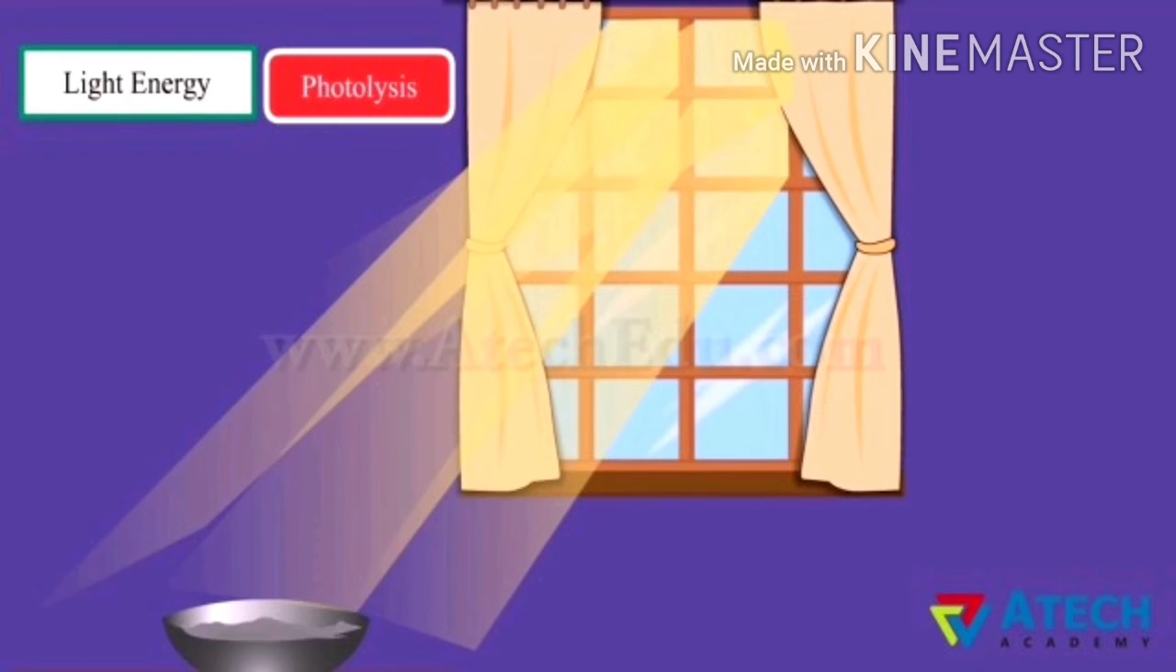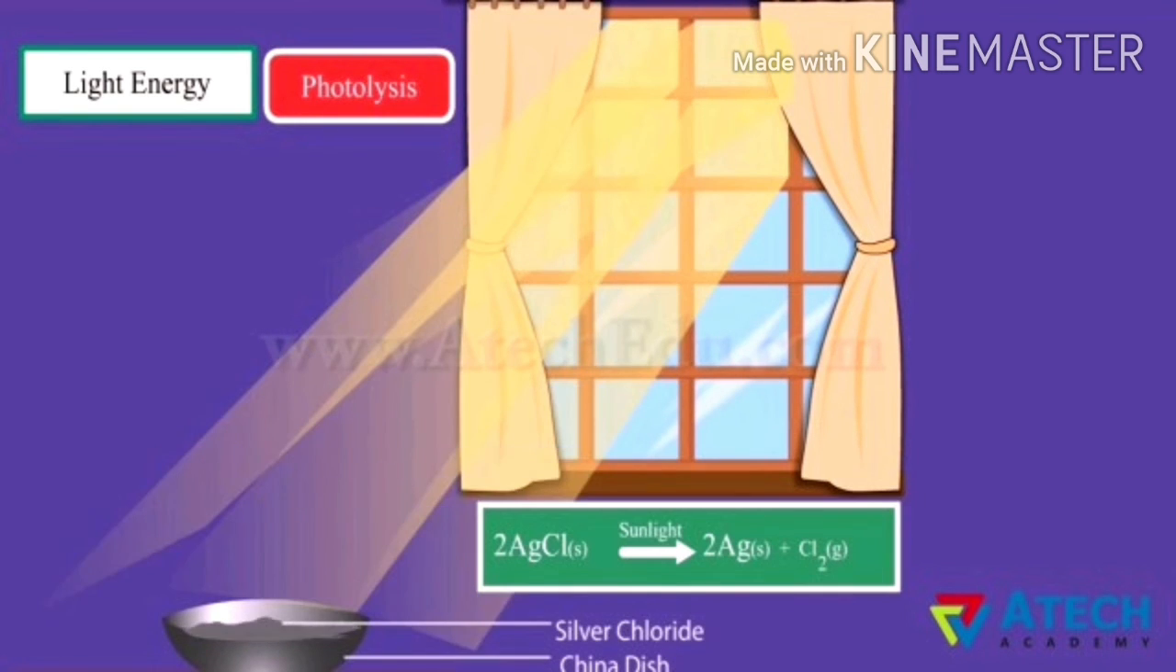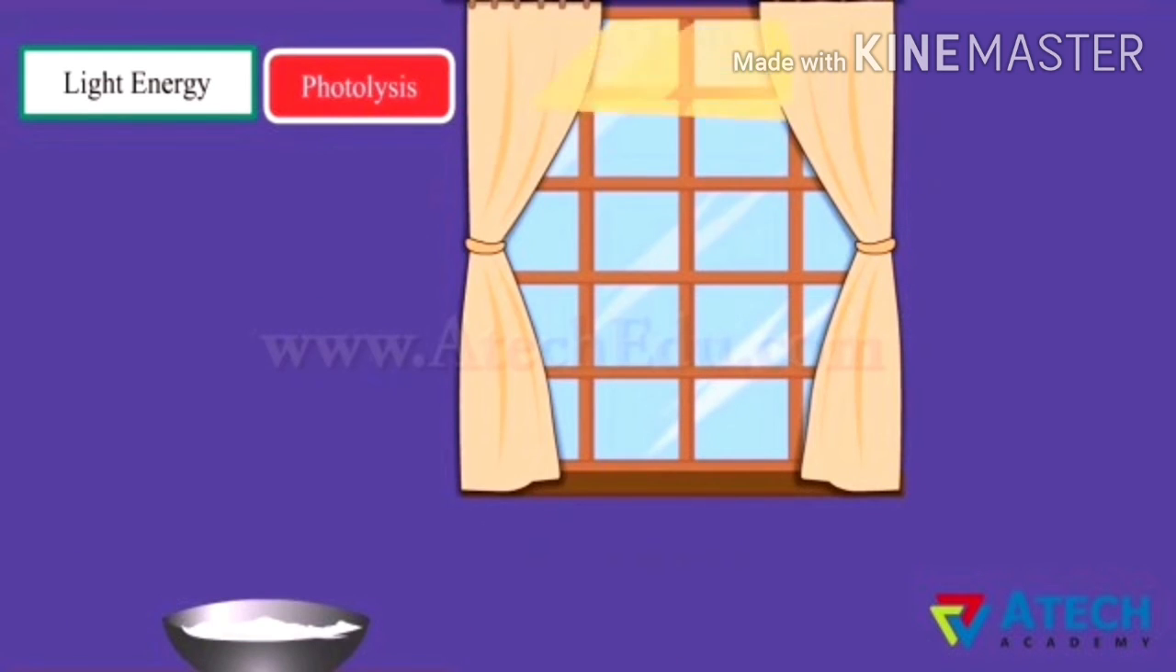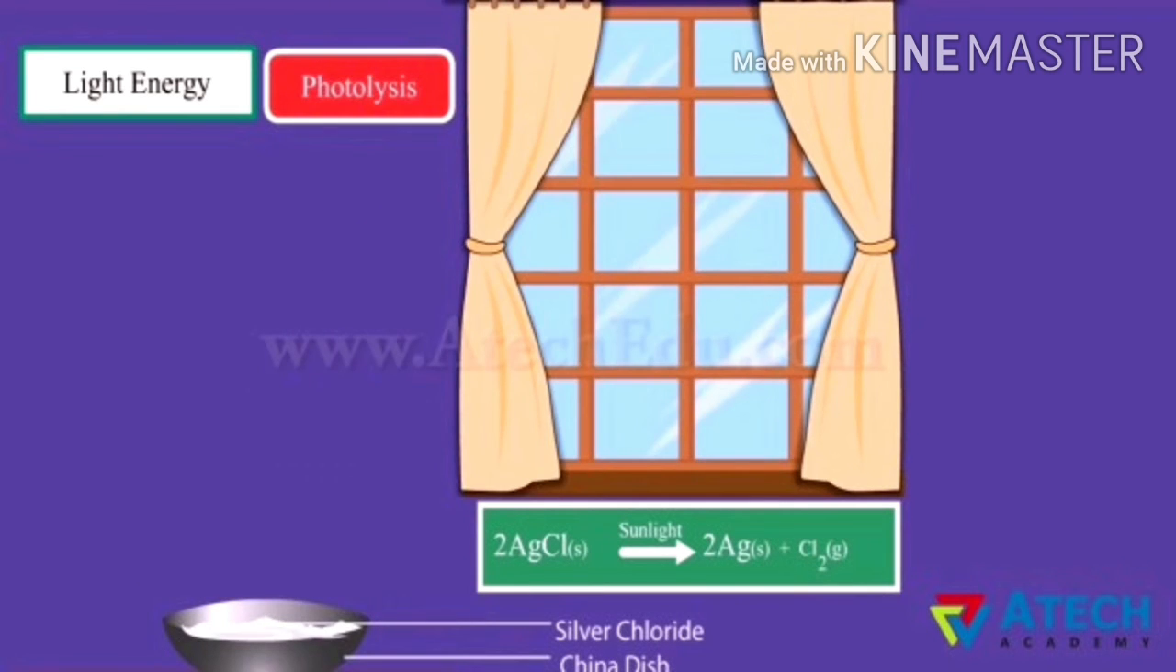Decomposition of a substance due to the action of light energy is called photolysis. For example, when white silver chloride is kept under the sun, it turns grey. This is due to the decomposition of silver chloride into silver and chlorine by light.